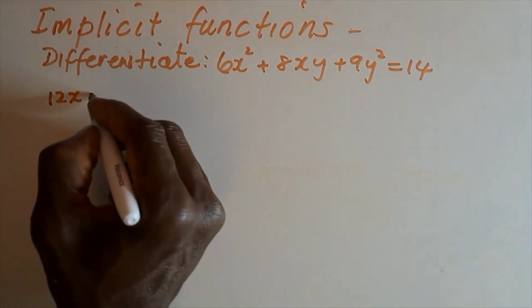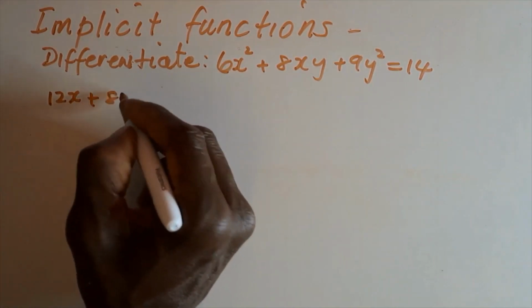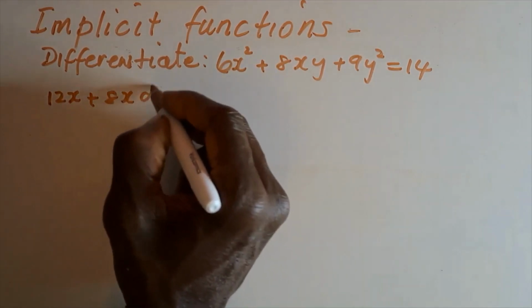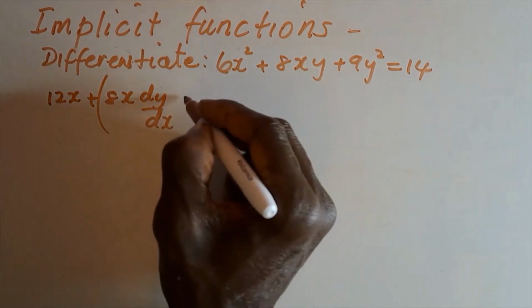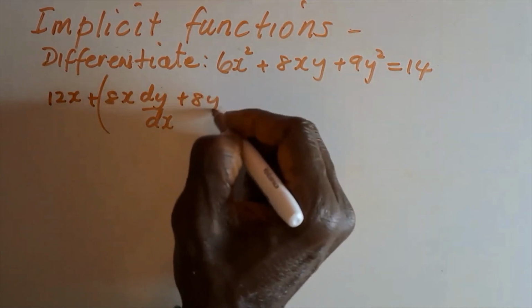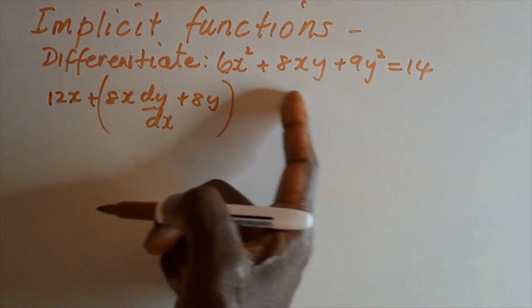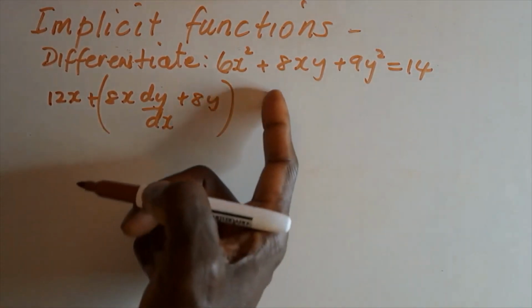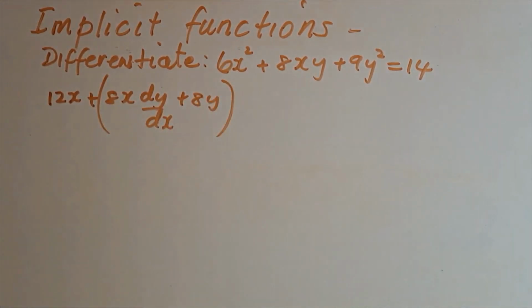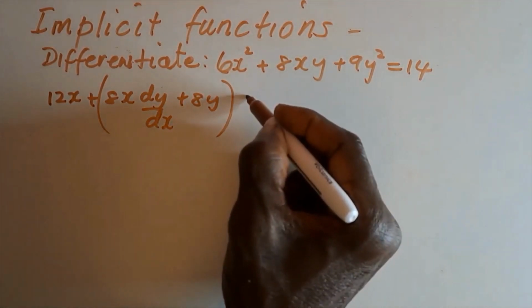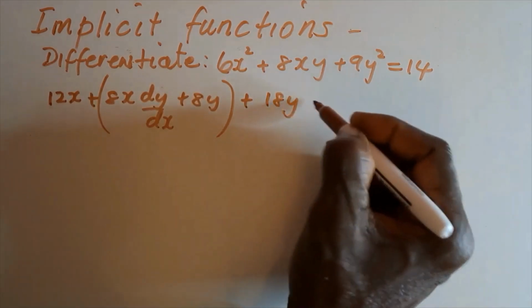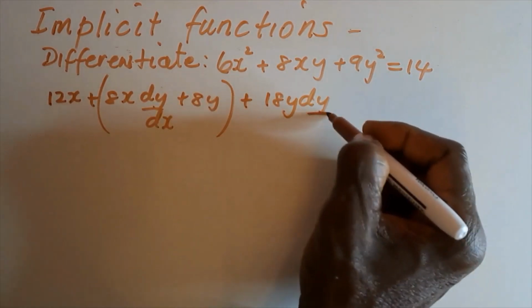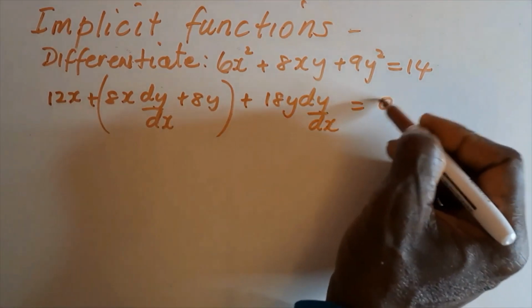12x, add 8x dy dx, and open this in brackets, add 8y. So this is the result of differentiating this, applying the product rule for differentiation. And lastly we add 18y dy dx. This is equal to 0.